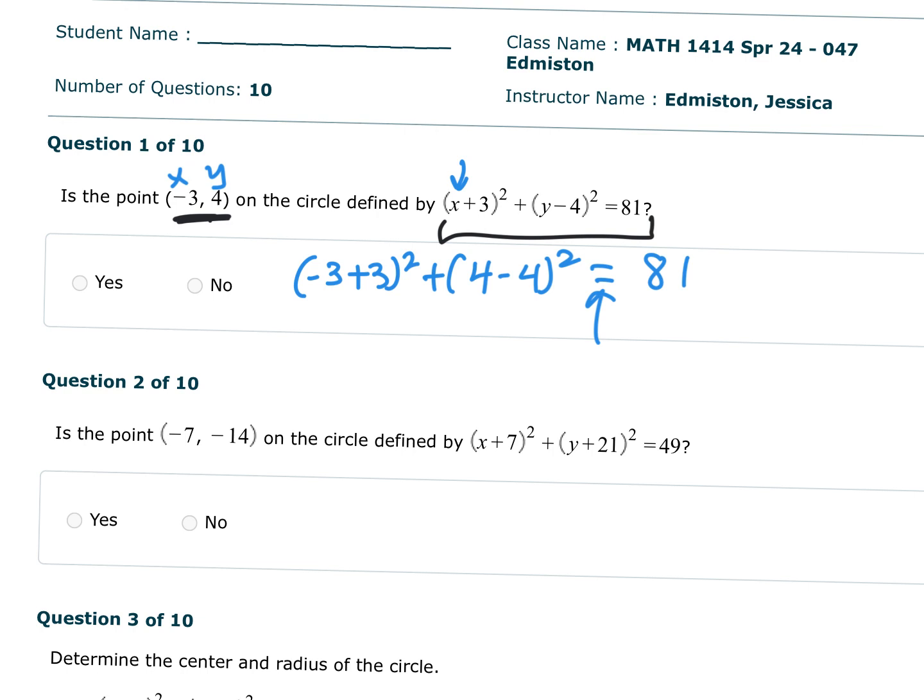Well, when I plug this in to a calculator or in my head, I know that negative 3 plus 3 is 0. And I know 0 squared is 0. And then 4 minus 4 is 0. And 0 squared is 0. 0 plus 0 does not equal 81. So this is definitely a no.